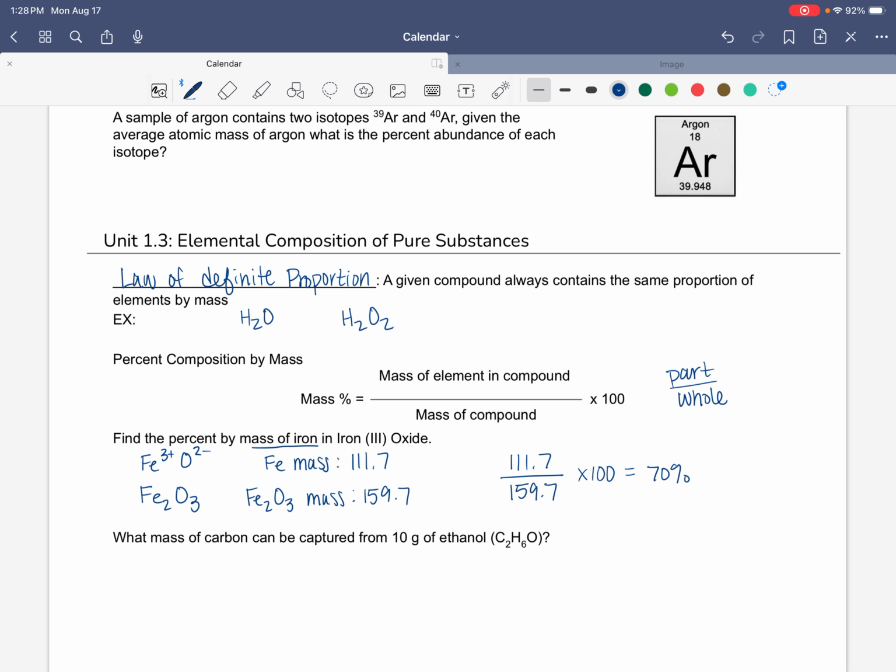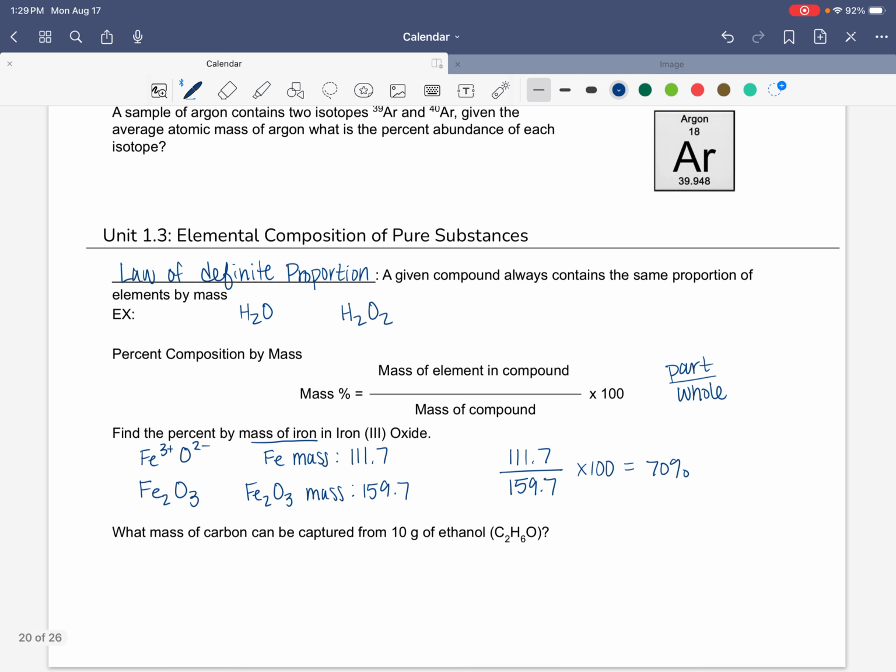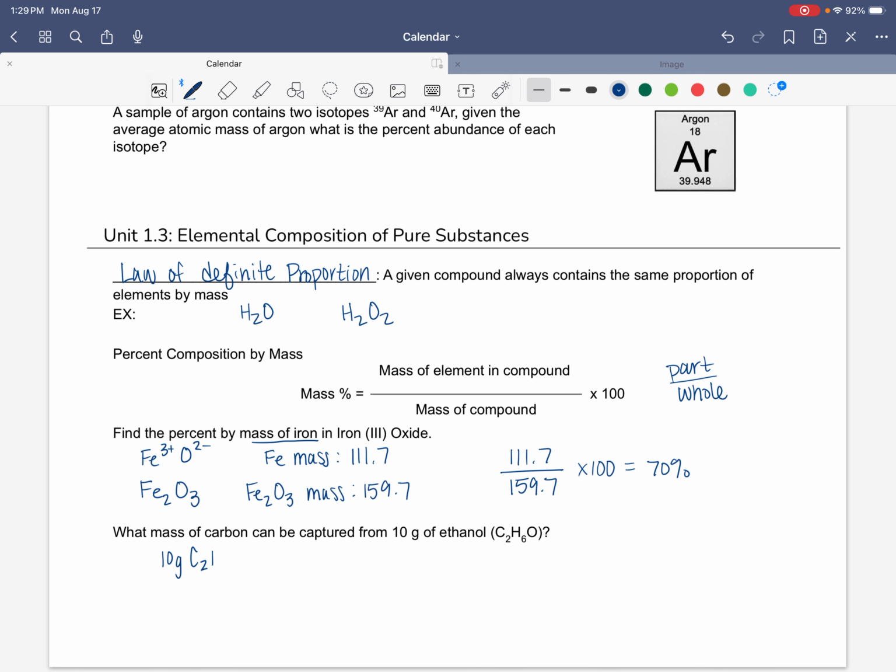For the next one, what mass of carbon can be captured from 10 grams of ethanol? For this one, I can set up a ladder system to get through it, but then we'll look at what percentage that is of the original amount. So I'm starting with 10 grams of ethanol. Since I'm in grams, I want to go to moles of ethanol, and then from 1 mole of the ethanol determine how many moles of carbon.